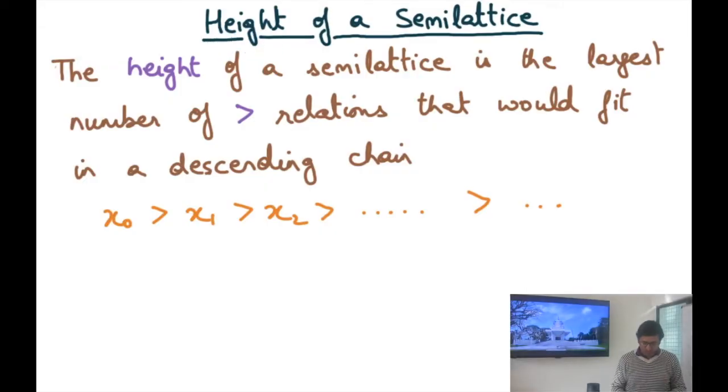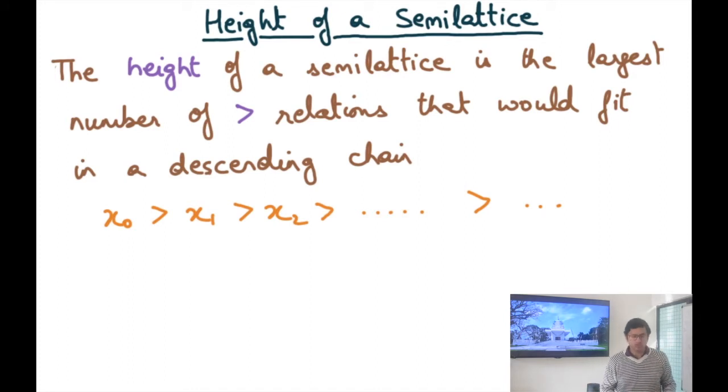So the height of a semilattice is the largest number of less than or greater than relations, whatever you want to call it. I've written greater than. So the height of a semilattice is the largest number of greater than relations that would fit in a descending order: x0 is greater than x1 is greater than x2, dot dot dot. If I were to find the longest such chain of greater than relations between the elements in V, then the length of that longest chain is going to be called the height of the semilattice.